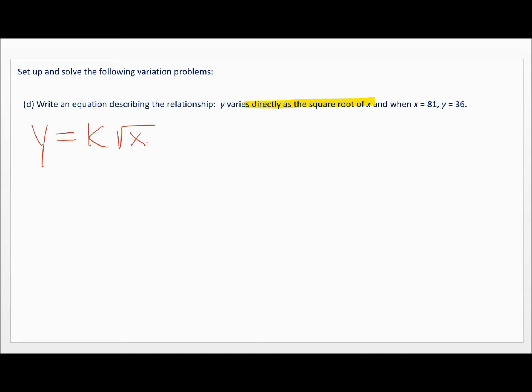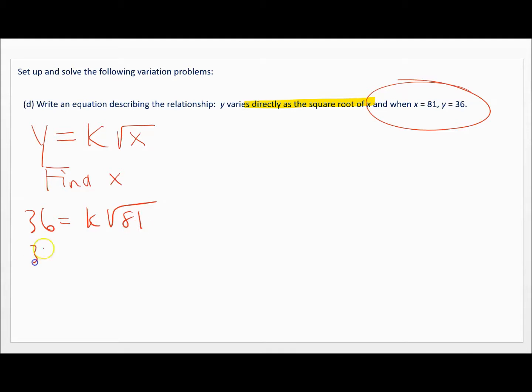Now there you go. Now we've got to find k, always the next step. So use the information to set up your general equation or your formula and then plug in the stuff they suggest. That's going to find k for you. So it says when x is 81, y is 36. So I'm going to say 36 is equal to k square root of 81. I'm going to solve for k.